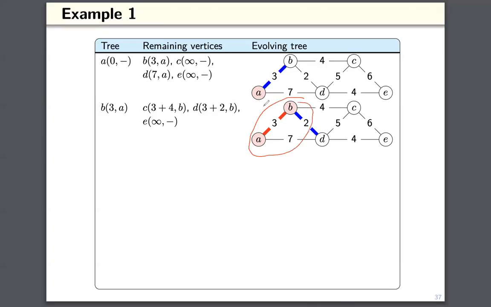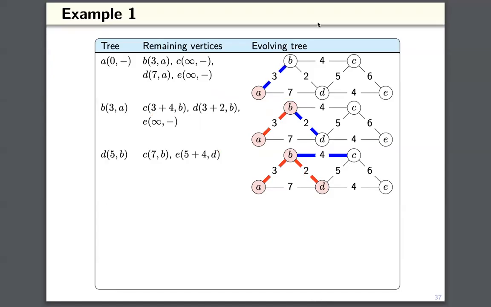Okay, now we have these two. And look at this. The distance here is 7, the distance here is 5. So what is the minimum? D here. So pull in D. So D of 5 comma B. Okay, now let's see. C is 7 comma B, D is 5 comma B, and E was unreachable, right? Now we just need to look at C and E.